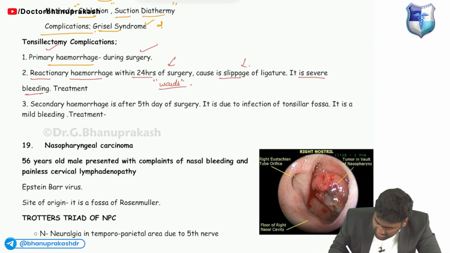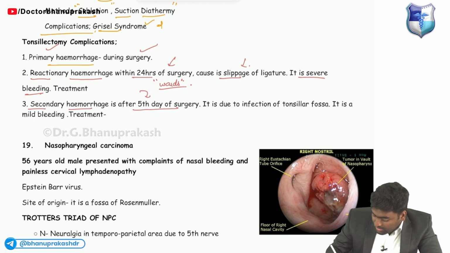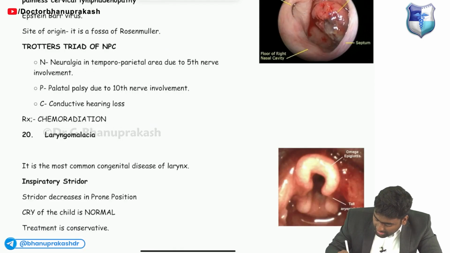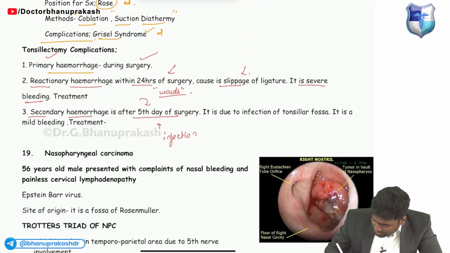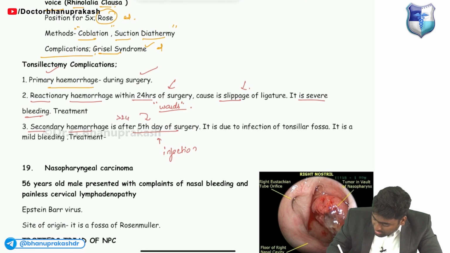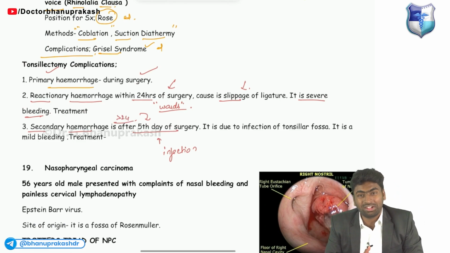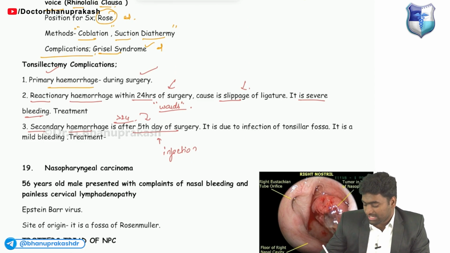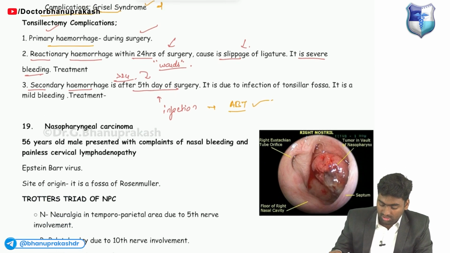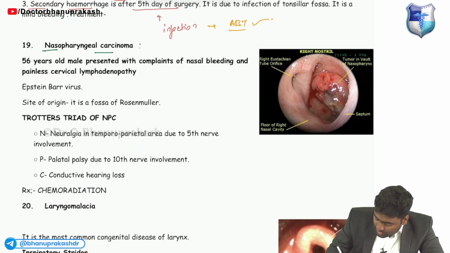Remember. About the secondary hemorrhage, it happens mostly after the 5th day of surgery because of infection. It's actually after 24 hours. It is usually happening after 24 hours, usually because of infections. And we know if there is any presence of infection, we need to give antibiotics. So in the case of infections, we give antibiotics.